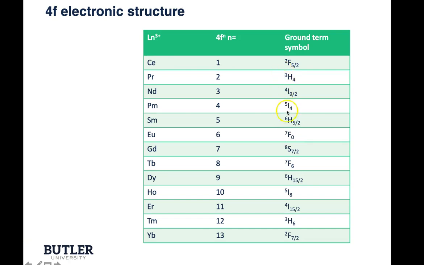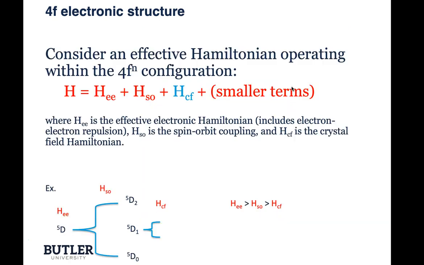So we have up to 6 electrons, and then these have the same 2S+1 and L, but different J's in terms of the ground state. All right. And so based on this, we're looking at the electronic structure.